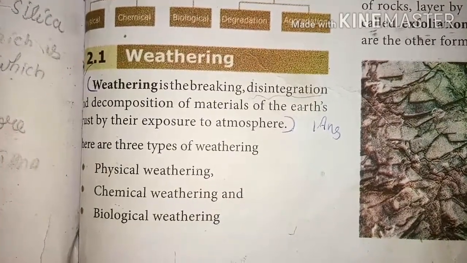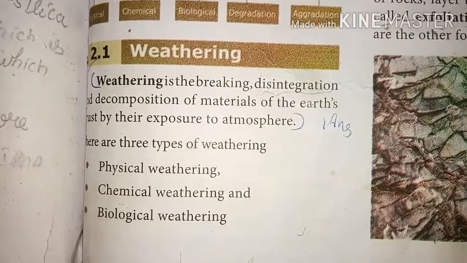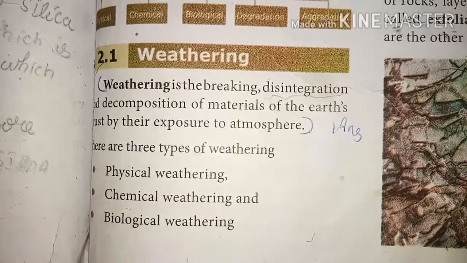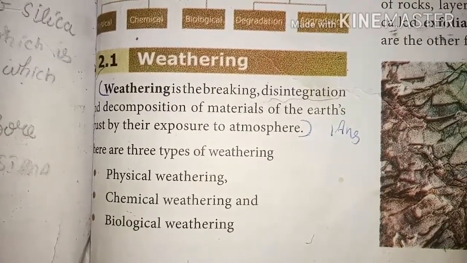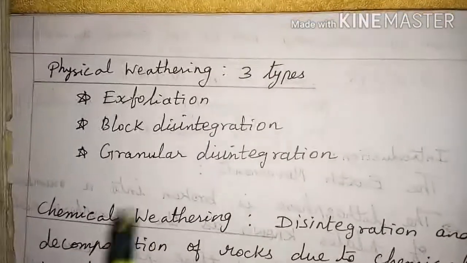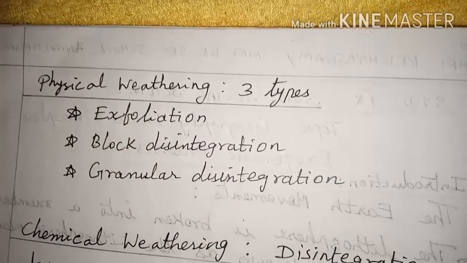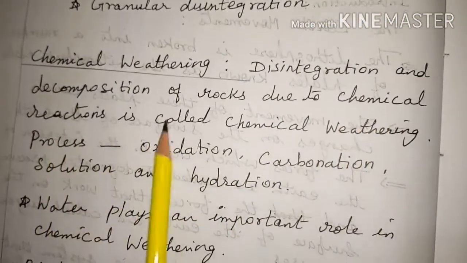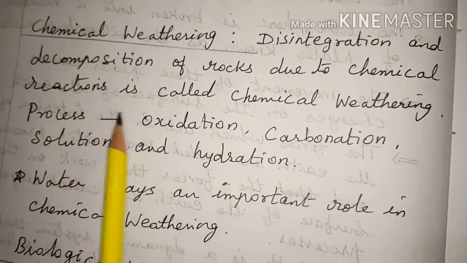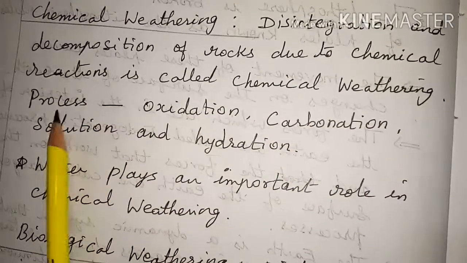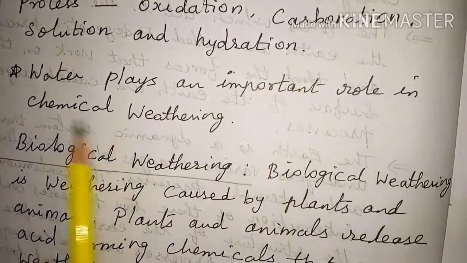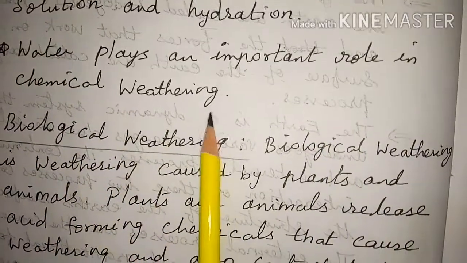Once again, recall the weathering. Weathering is the breaking, disintegration and decomposition of materials of the earth's crust by their exposure to the atmosphere. There are three types of weathering: physical weathering, chemical weathering and biological weathering. Physical weathering types: exfoliation, block disintegration, granular disintegration. Chemical weathering, disintegration and decomposition of rocks due to chemical reactions, is called chemical weathering. Its processes are oxidation, carbonation, solution and hydration. Water plays an important role in chemical weathering.